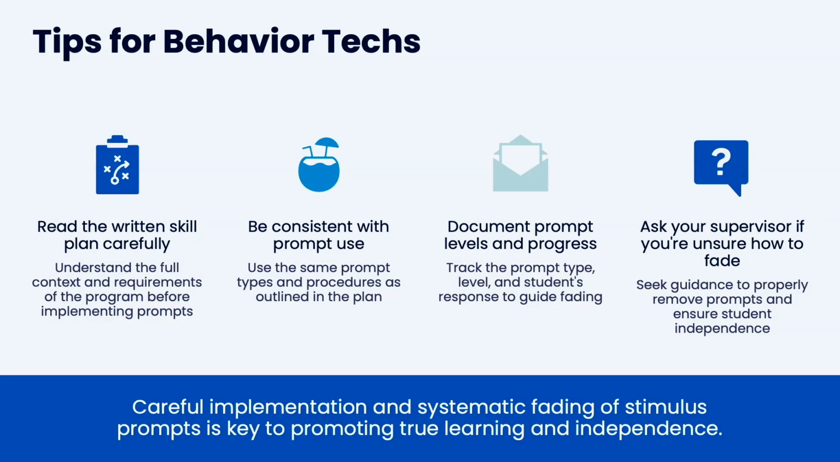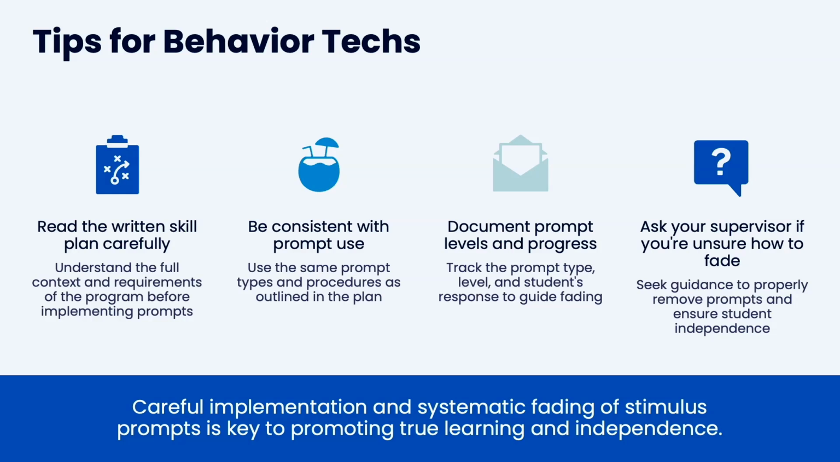So tips for you: always read the written skills plan carefully, because the prompt fading, the prompting, all should be in there. There are times when we prompt on the fly, like a positional prompt or pointing, but all really good written skills plans and behavior plans will have prompting in it. You should follow that. Be consistent with the prompting, and if you're doing it on the fly, make sure you're writing it down so we all know what's going on.